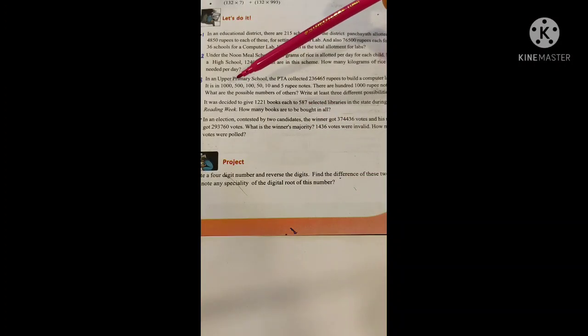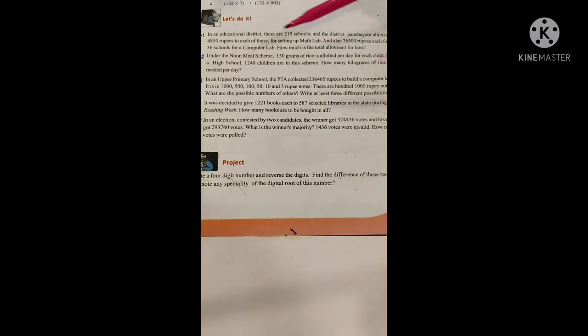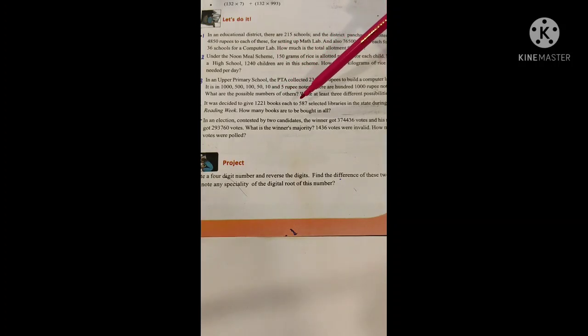Third question, in an upper primary school, the PTA collected 2,36,465 rupees to build a computer lab. It is in 1,000, 500, 100, 50, 10 and 5 rupee notes. There are 100 1,000 rupee notes. What are the possible numbers of the others? Write at least 3 different possibilities.